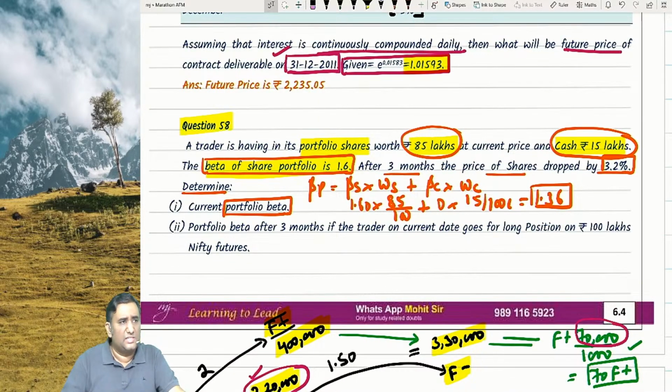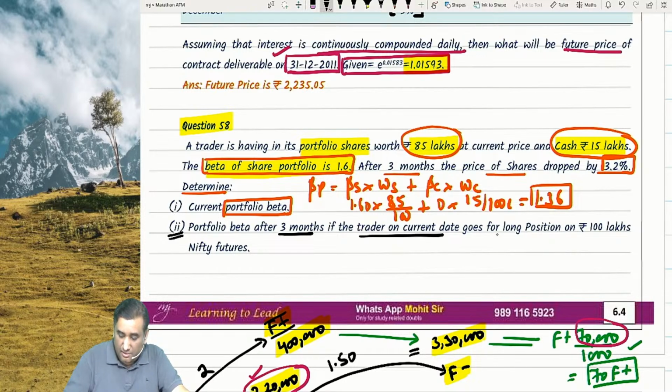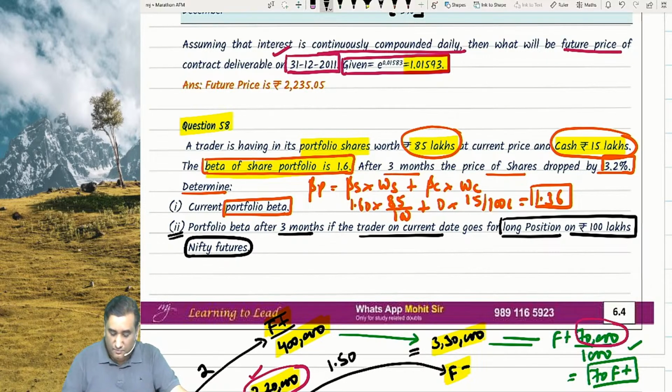First part, no one will have a challenge, 99%. The second part could be slightly challenging for some of us. But again, I'm saying if something comes the second, third time, it's okay if you don't get it the first time. Cannot say what happens or what the answer is. What I say, portfolio beta after 3 months: the trader on the current date goes for a long position on rupees 100 lakh. What about hedging? Want to find the portfolio beta after 3 months time. New data is there.